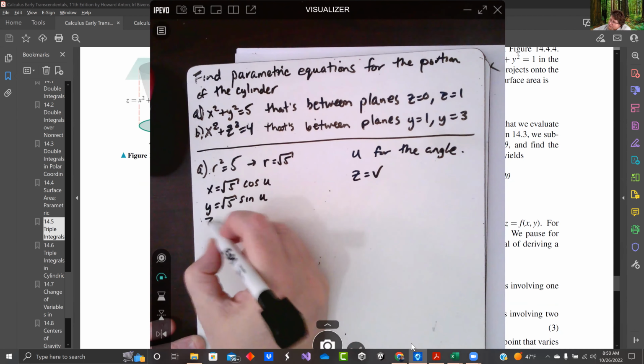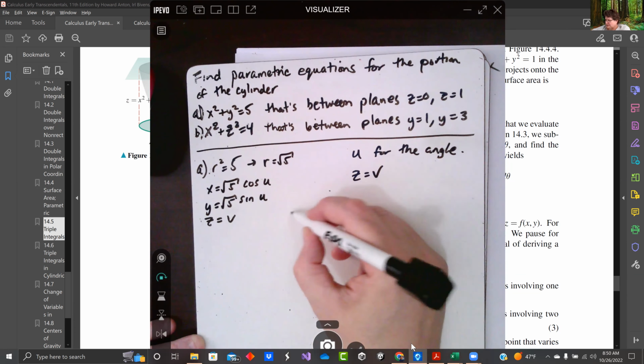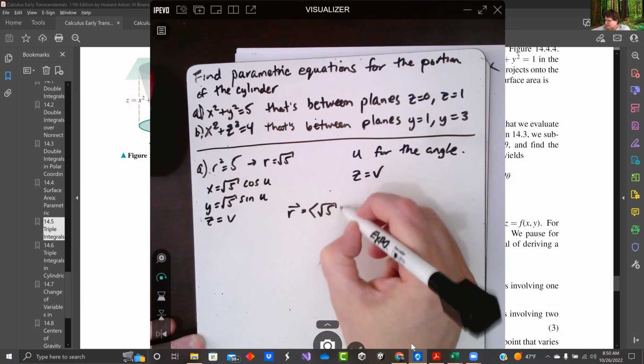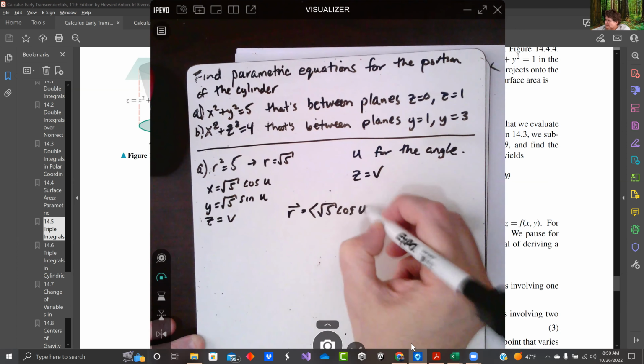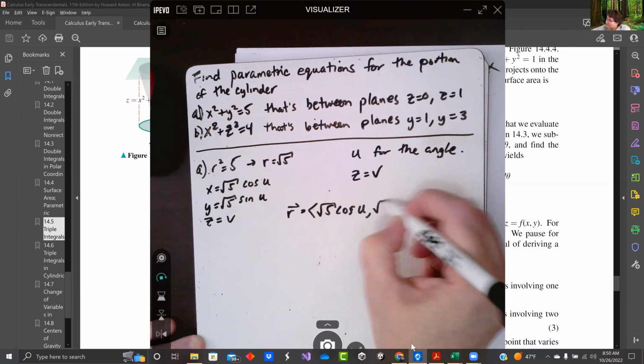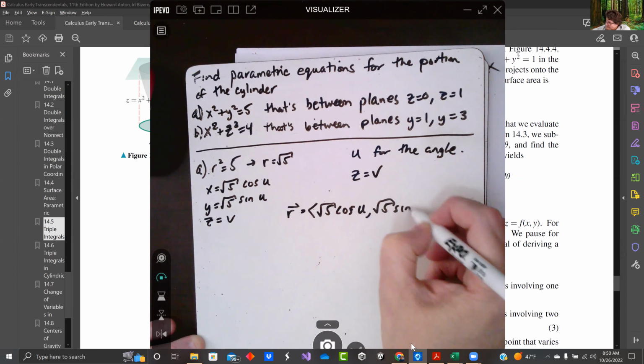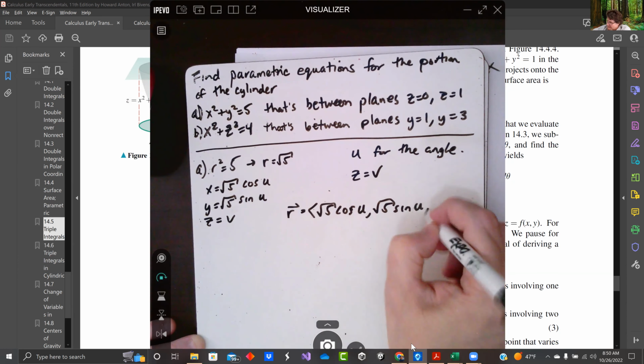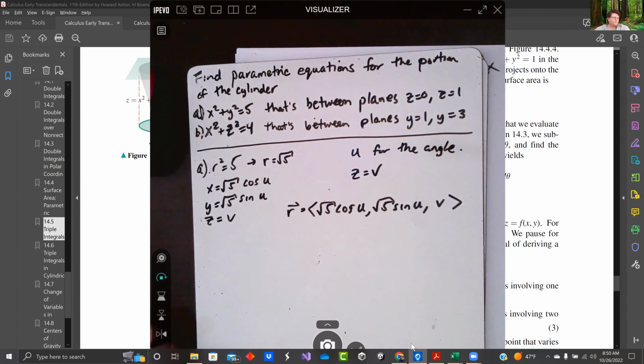And Z equals V. So our vector would be root 5 cosine U, root 5 sine U, and V.